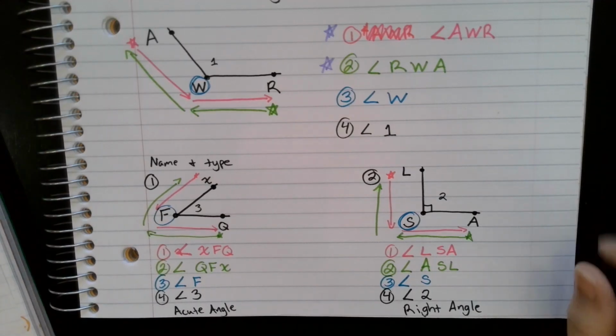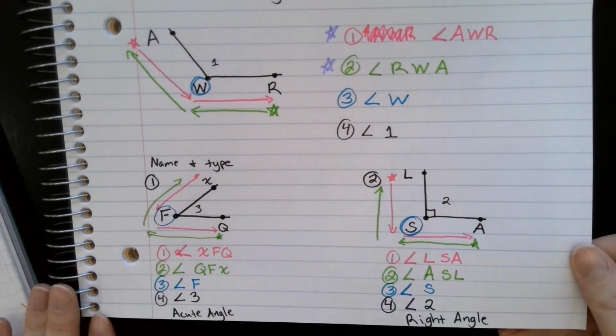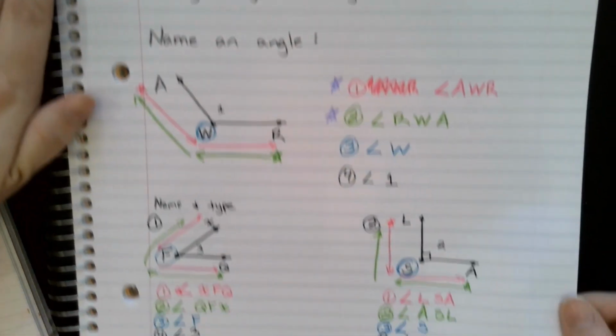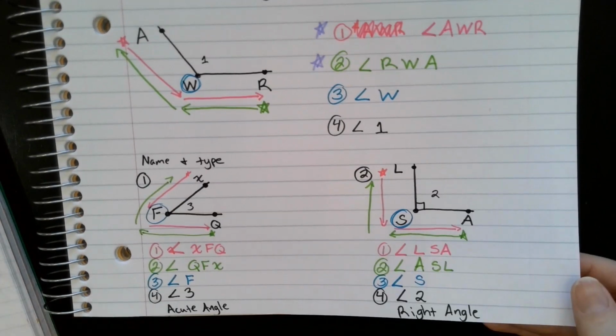Okay, so now let's go ahead and we're going to turn to page 56. We're going to go on talking about angle relationships. So we've talked about the different types of angles. We've talked about naming your angles. Now let's focus on the angle relationships that can exist. So we're on page 56 now.